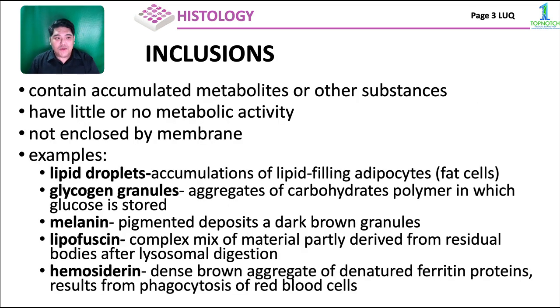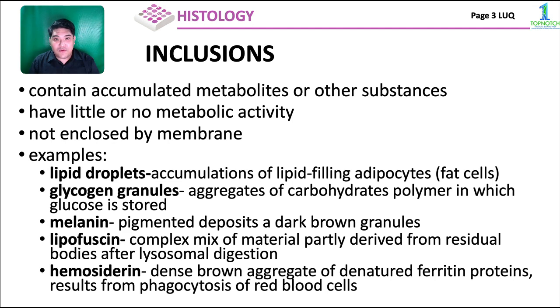And then you have your inclusions. Ito somehow, I think baka bagong ma-review nyo kasi ito yung mga accumulated metabolites or other substances. They have no metabolic activity and they are not enclosed by a membrane. So ang example sa mga inclusions, tandaan, your lipid droplets. So accumulation of lipid fills your adipocytes. So we can consider one fat cell as a lipid droplet or inclusion. We also have your glycogen granules. It is an aggregate of carbohydrate polymer in which glucose is stored, glycogen granule. Melanin, pigmented deposits, a dark brown granule.